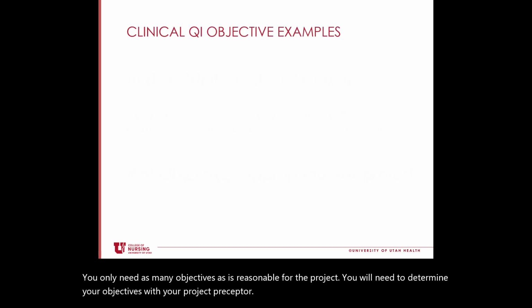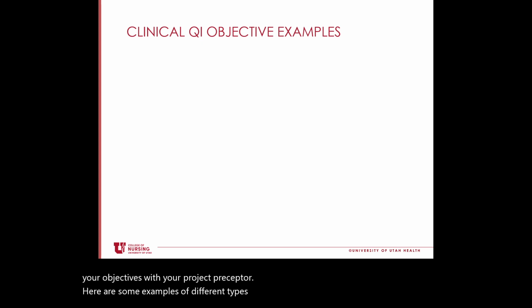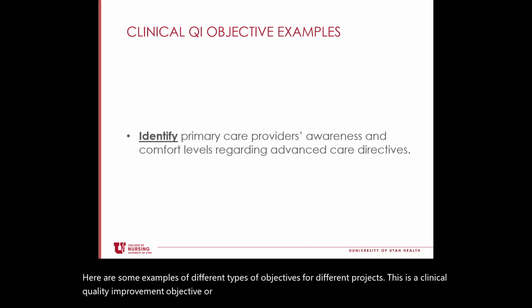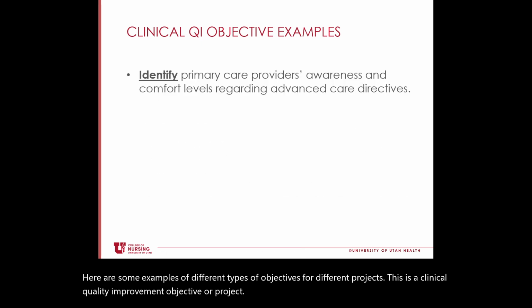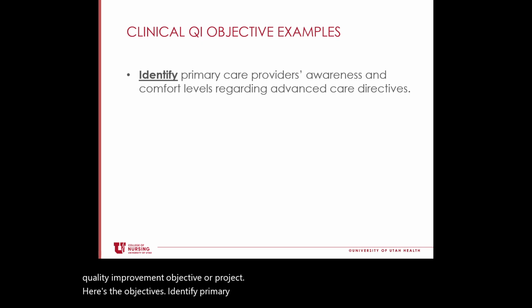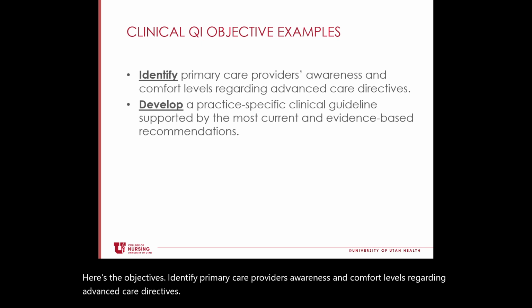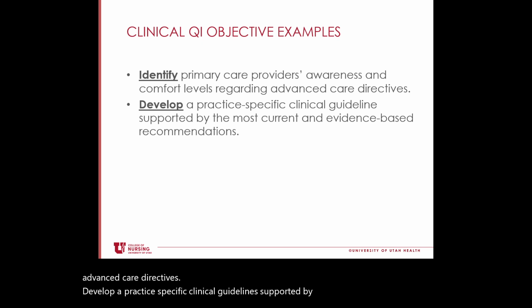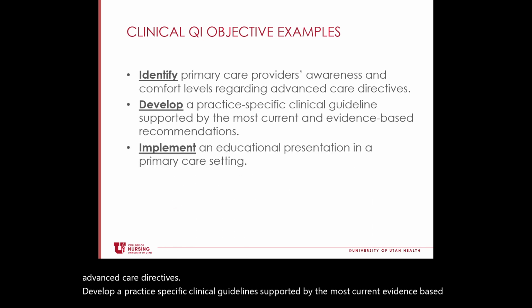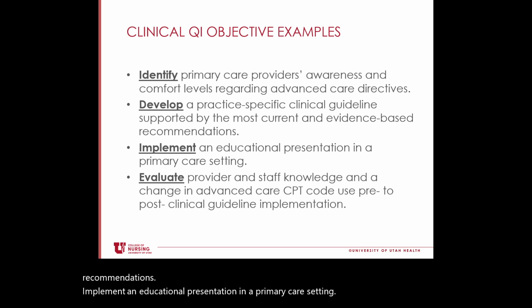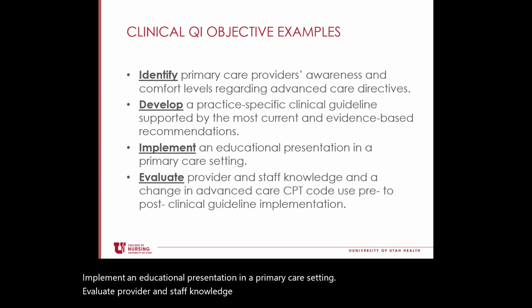Here are some examples of different types of objectives for different projects. This is a clinical quality improvement objective or project. Here's the objectives. Identify primary care providers' awareness and comfort levels regarding advanced care directives. Develop a practice-specific clinical guideline supported by the most current and evidence-based recommendations. Implement an educational presentation in a primary care setting. Evaluate provider and staff knowledge and a change in advanced care CPT code use pre to post clinical guideline implementation.